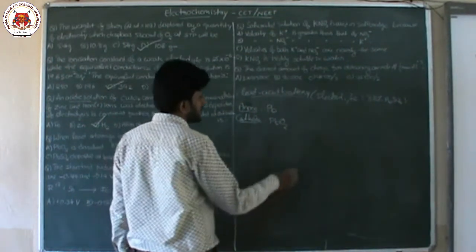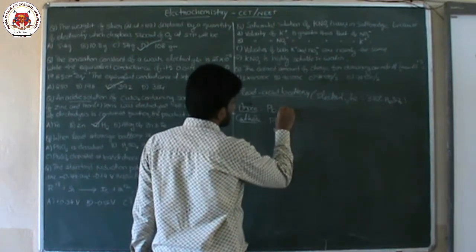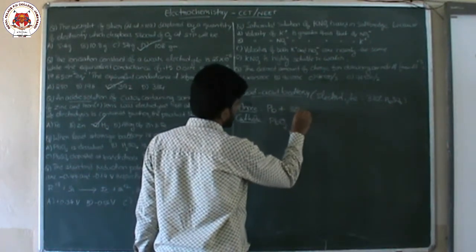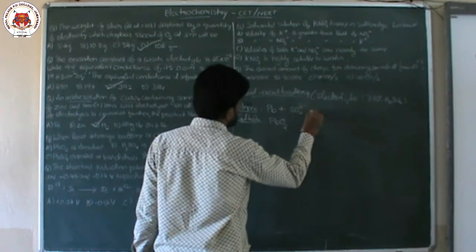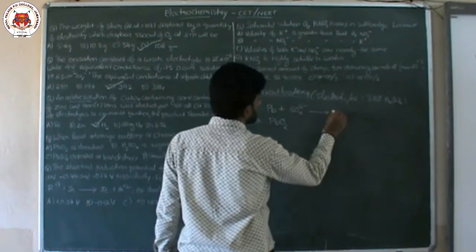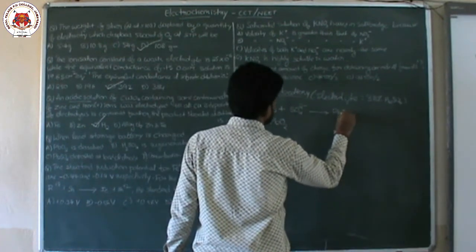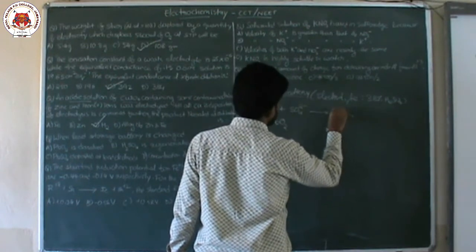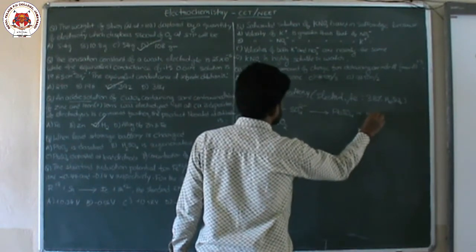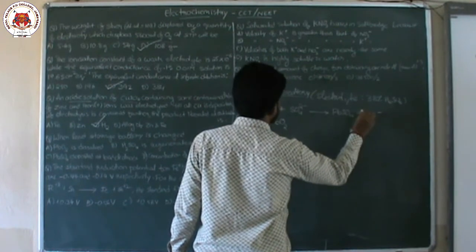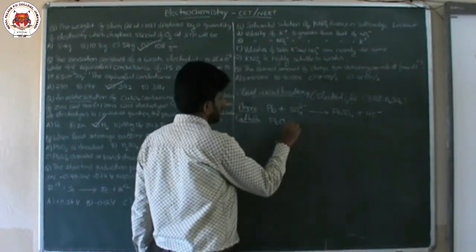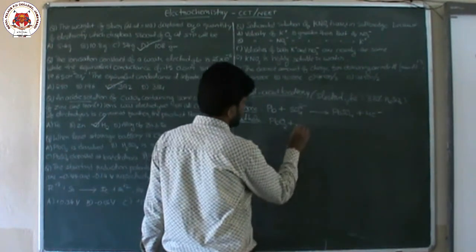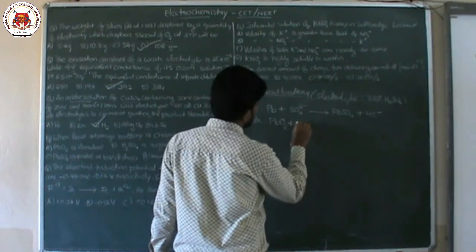Now, what happens at anode? Oxidation reaction takes place at anode. This gives rise to PbSO4 plus electrons. Similarly, at cathode reduction takes place.